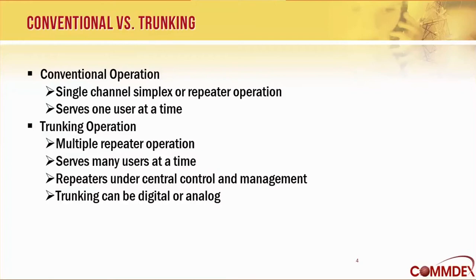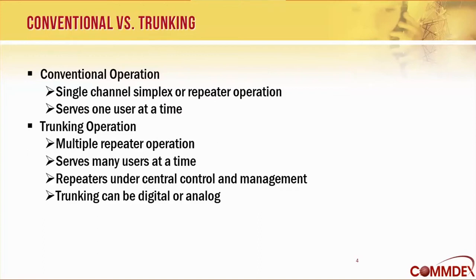So let's talk about conventional versus trunking. Module 1 was all about conventional. This one's all about trunking. In conventional, we had single channel operation, either simplex or repeater operation, but really only one user at a time could be served. In trunking, you take those repeaters and you pool them together with multiple repeater operation. Trunking is still repeater operation, but it's multiple repeater operation. So now you can serve lots of users at one time. You put all those repeaters under central control and management, and you can operate trunking.